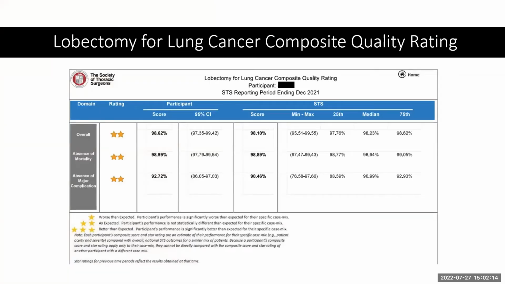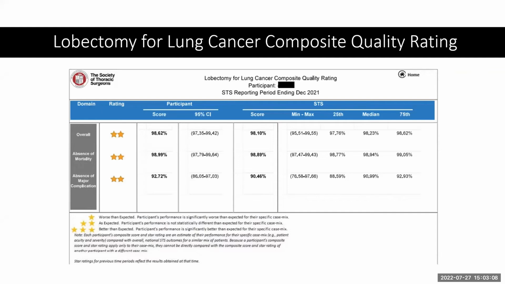Okay, this is the first part of the report. We see the domains we've already discussed on the left. Then we have the participant star rating, and then their score, and a higher score or a higher percentage indicates better quality. Then we have our 95% credible interval. Going further down, we have STS, with its score, which is the average score of all participants in the analysis. Then we have the min-max, which denotes the estimated lowest and highest participant scores in the analysis. And then we have the 25th, the median, and the 75th, which denote the percentiles of the distribution across participants.